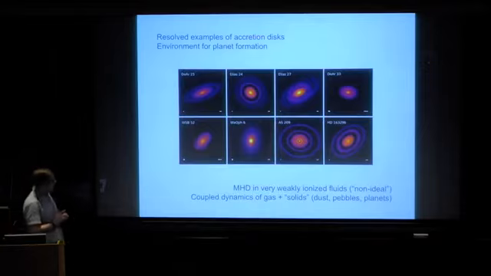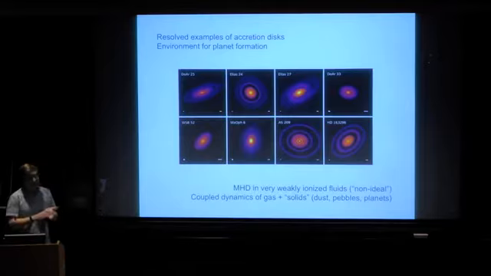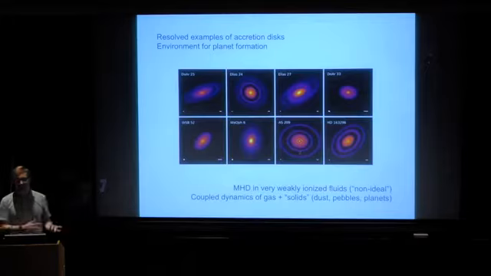So based on that, what we're going to talk about today is sort of two topics. One, which is, in what sense are protoplanetary disks just like other accretion disks, and in what sense are they different?